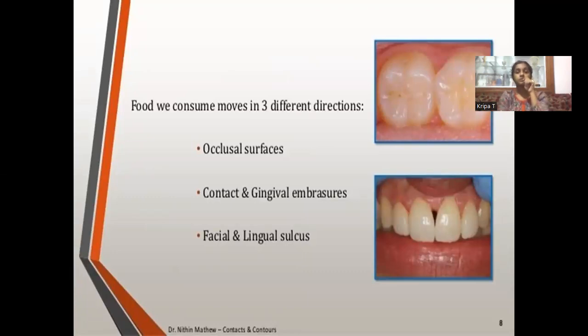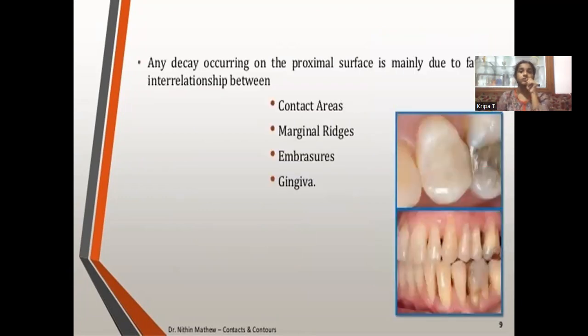Whatever food we consume will move in three directions: occlusal, facial and lingual, and across the contact and embrasure. Any decay on the proximal aspect is usually due to a faulty interrelationship between contact area, marginal ridge, embrasures, or gingiva.